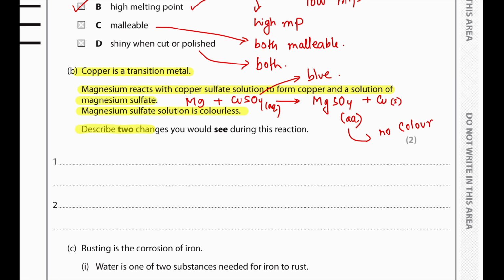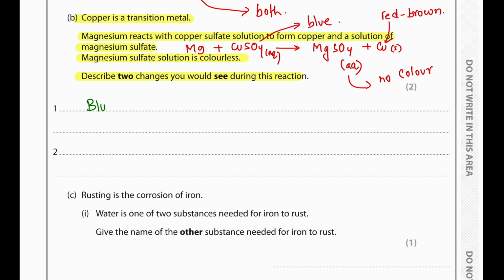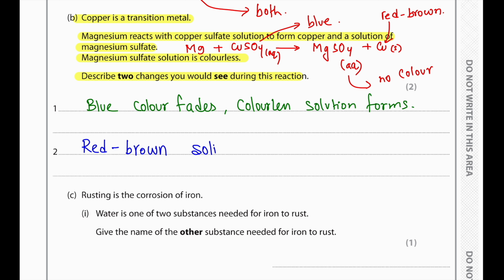Describe two changes you would see during this reaction. The copper metal that is formed is a pinkish brown or red-brown metal. So we can give two of the three following descriptions. The blue color fades and a colorless solution forms. Or number 2, we can say red-brown solid forms. And as a final point, we can say magnesium disappears. However, that's a third point and not very preferable. So the first two is much better.